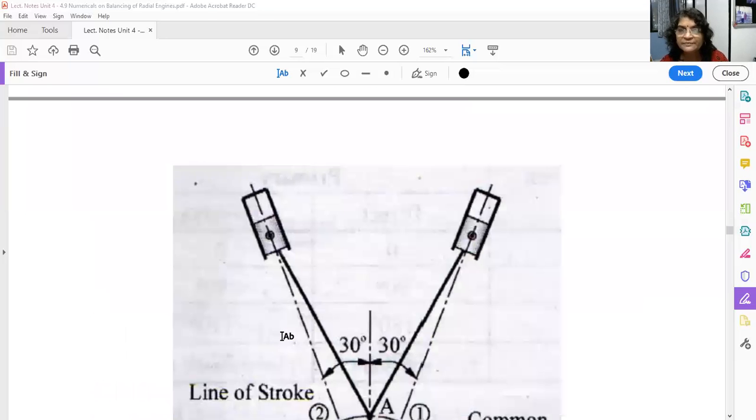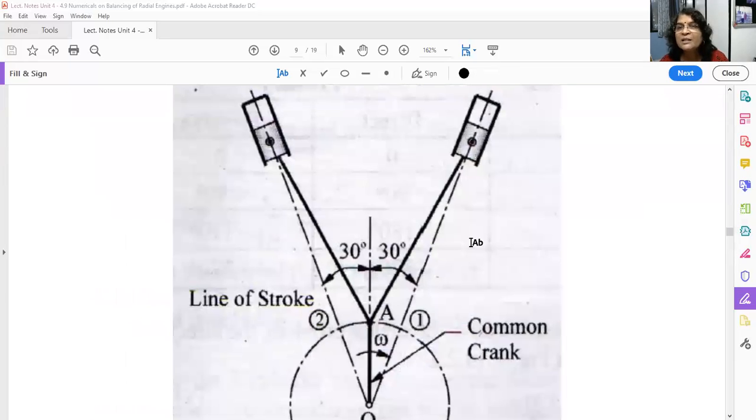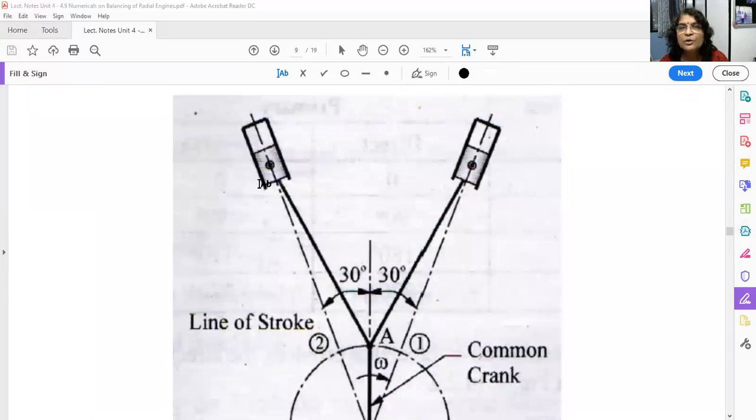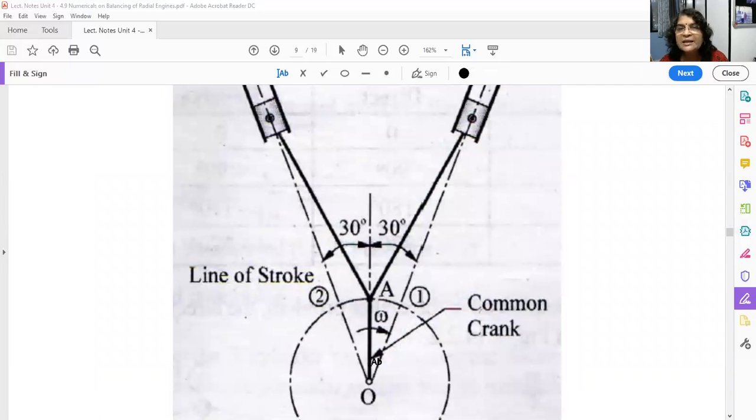See, this diagram is given. This is cylinder number 1. This is cylinder number 2. And the crank is exactly bisecting at this instant. The crank is exactly bisecting the two lines of stroke. That is, the crank is vertically along the YY axis, and it is a 60 degree V angle, which means in a V engine the lines of stroke of both the cylinders are at 60 degrees. So from the crank, the line of stroke of cylinder number 2 is at 30 degrees, and the line of stroke of cylinder number 1 is also at 30 degrees. So this is a common crank.